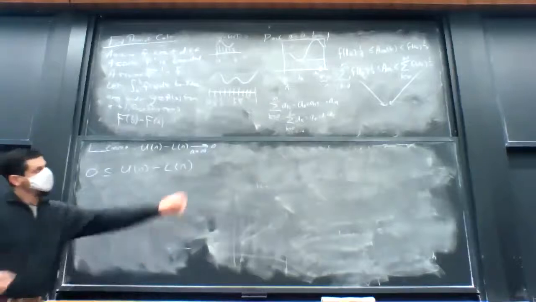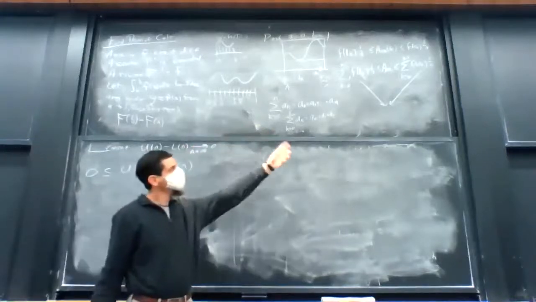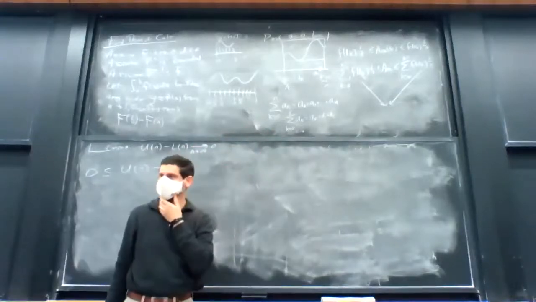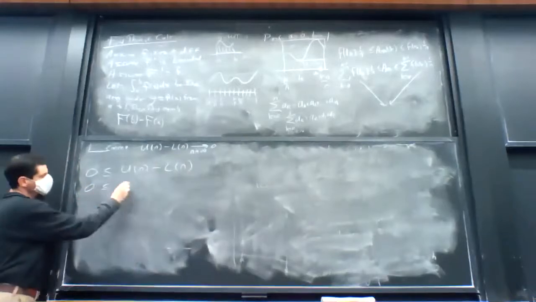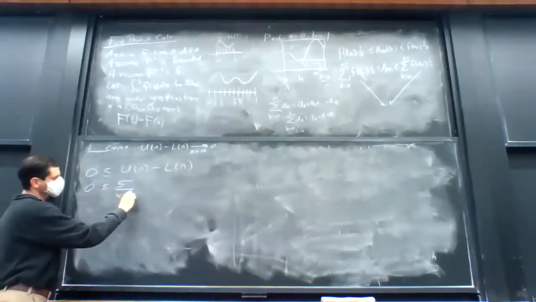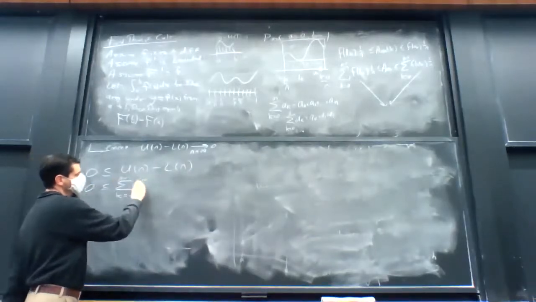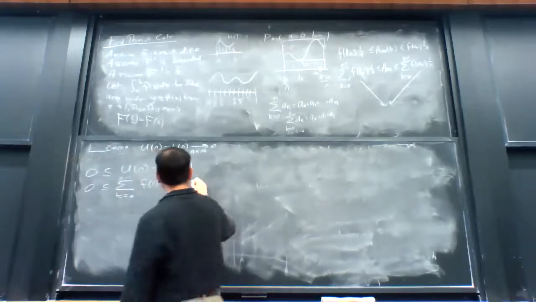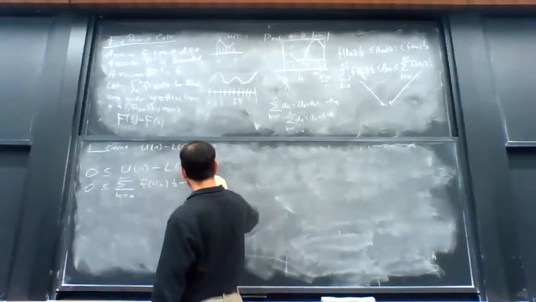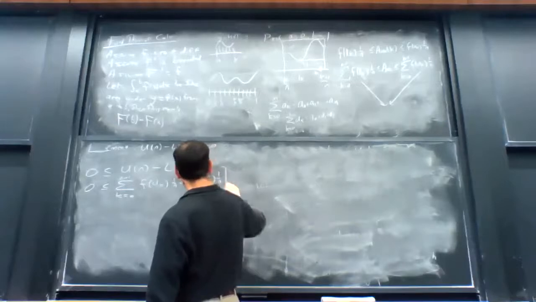All right, well, let's look. The upper sum is the sum over k. The lower sum is the sum over k. So they're both a sum over k. So 0 is less than or equal to the sum, k goes from 0 to n minus 1, of f of uk times 1 over n minus f of lk times 1 over n.